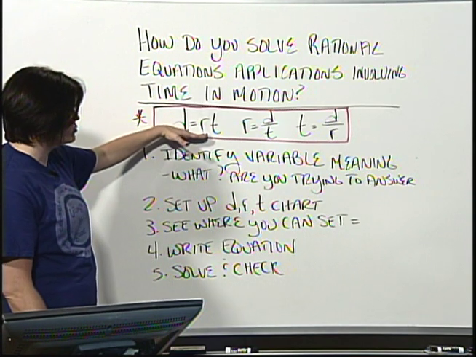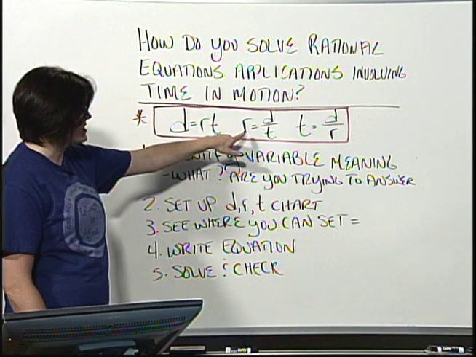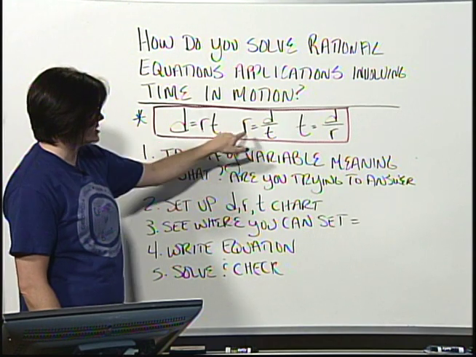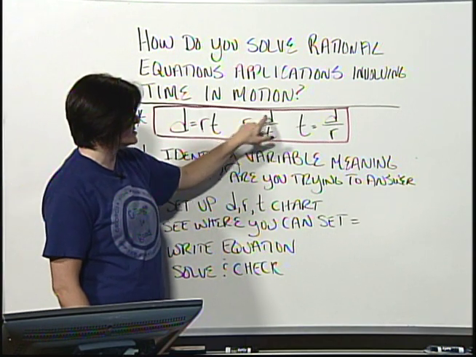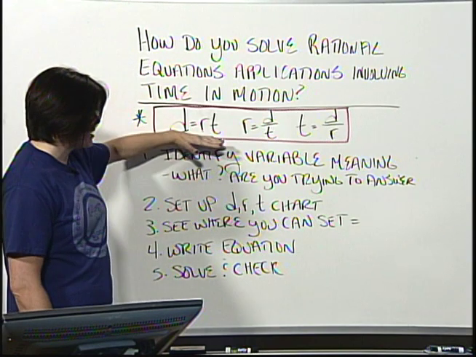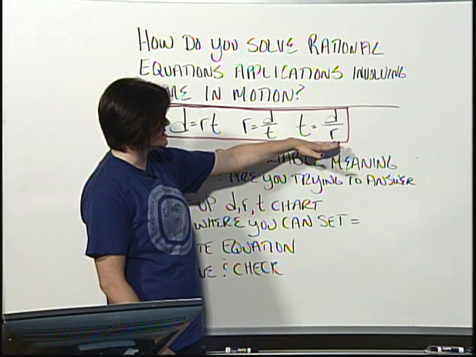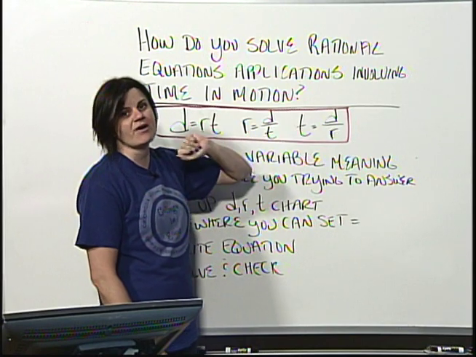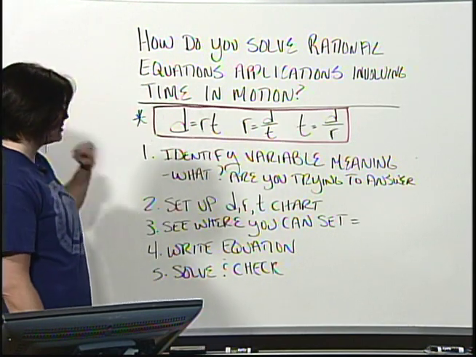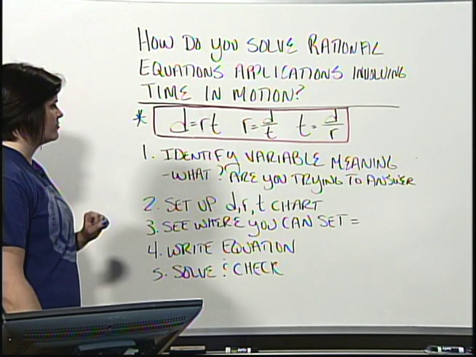So we have distance equals rate times time, and then if I solve for the R, I just divide both sides by T, so I get rate equals distance over time. And if I come back here and want to solve for T, I just divide R off of both sides to get time equals distance divided by the rate. So that's all three forms of that particular formula.